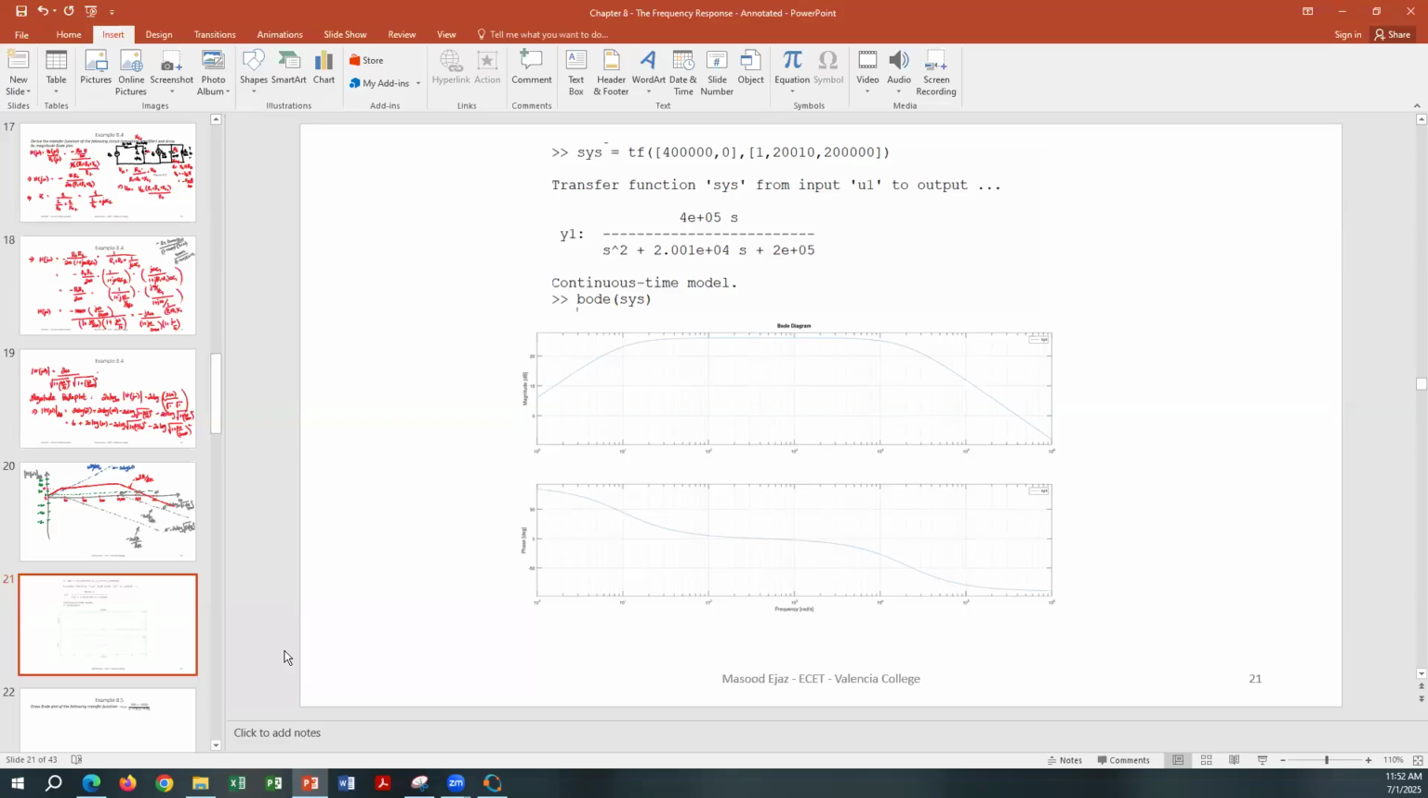So again, as I said, if you're designing the system as a designer, you better be operating the system for a constant gain within 10 radian per second up to 20,000 radian per second. Outside that range, you can expect your system is not going to perform as expected.